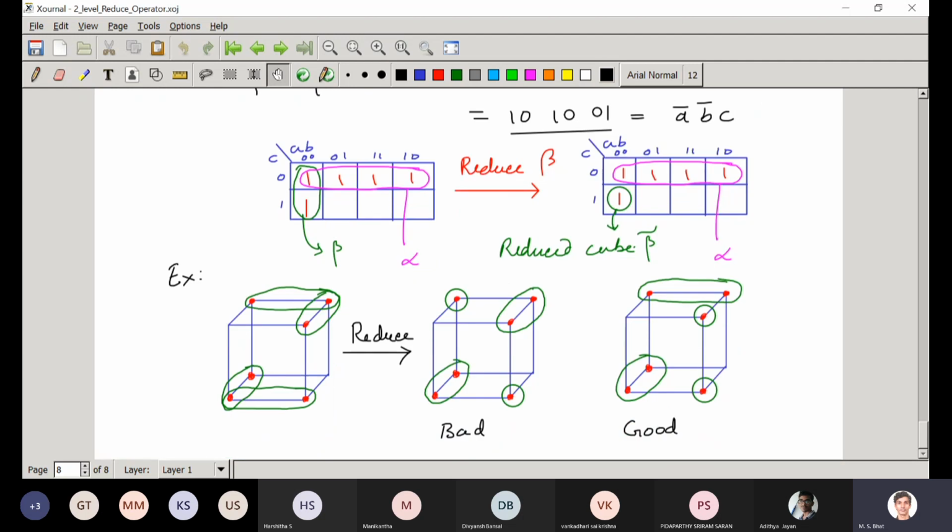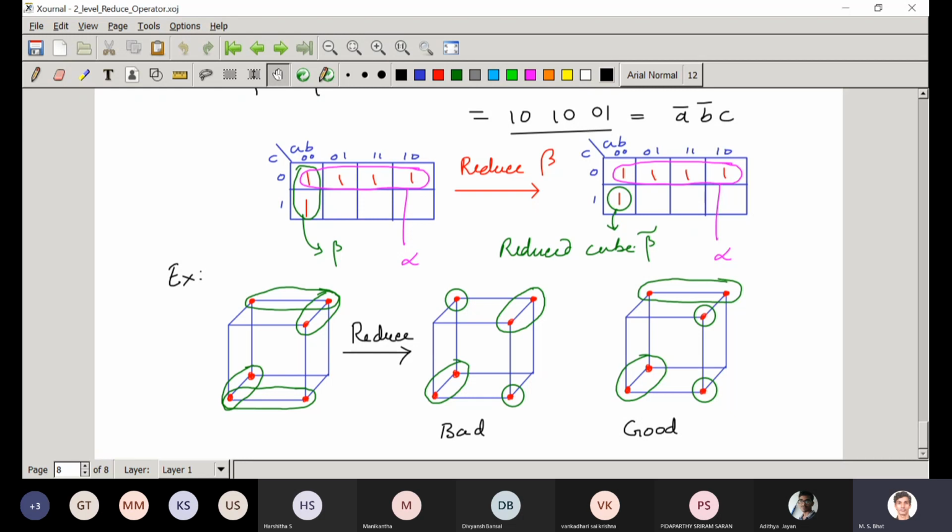Okay, so here is another example. You have this. You try to reduce. Now this is not a good reduce operation because after reduce I have to do the expand operation to get a better cover. So if I expand this, I may end up with the same thing or something even worse. Whereas if I reduce this into this, okay, this is another option because you have 4 cubes here, you have 4 cubes here.